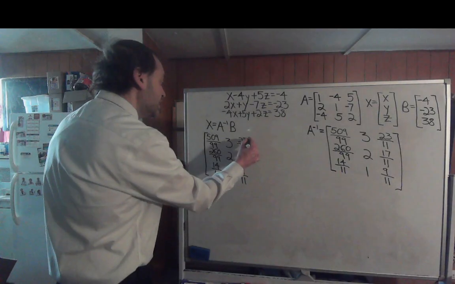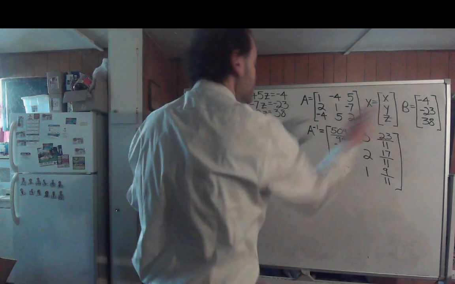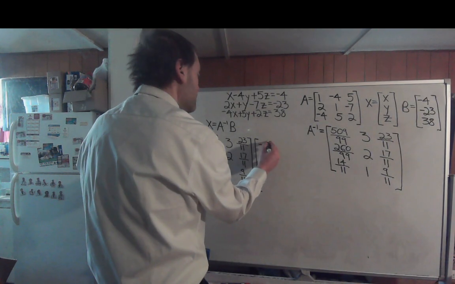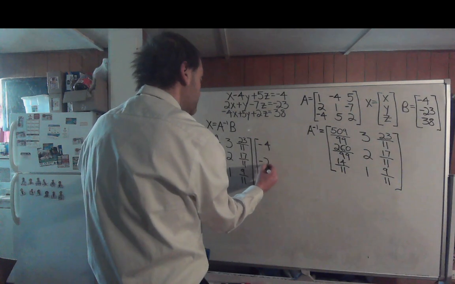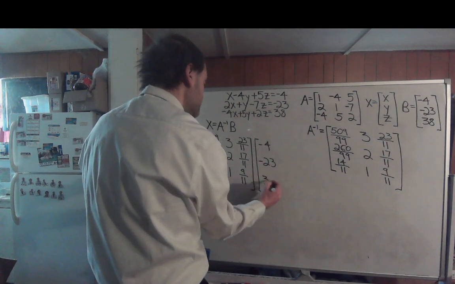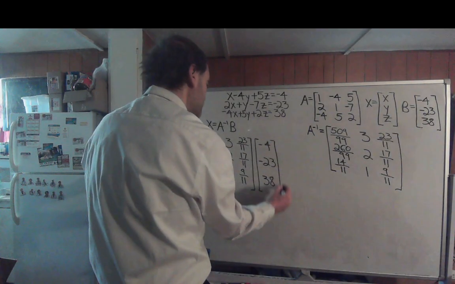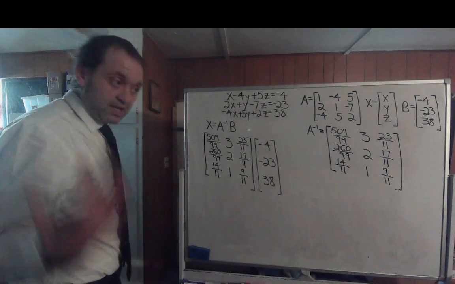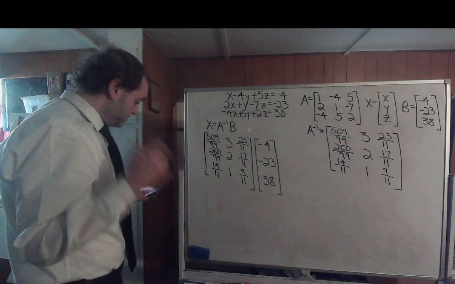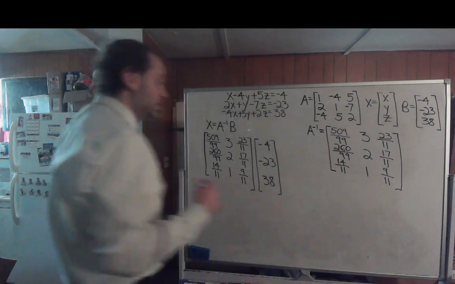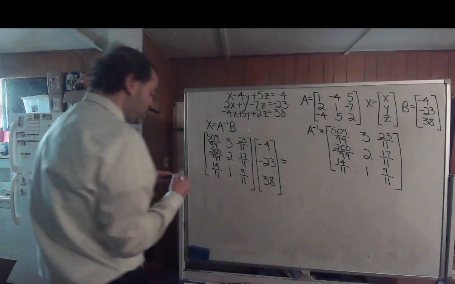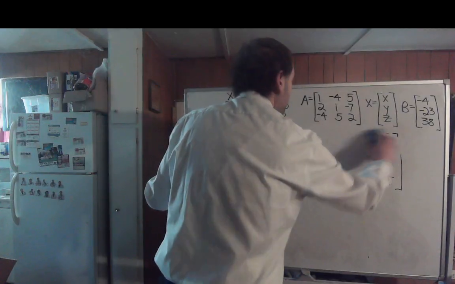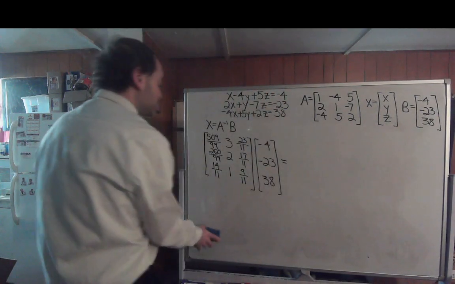We're going to multiply all that times the B matrix here, which was -4, -23, and then 38. You have a 3 by 3 times a 3 by 1, you should just get a 3 by 1, get your direct values of X, Y, and Z. So we know A inverse now. Let me erase this for room's sake.